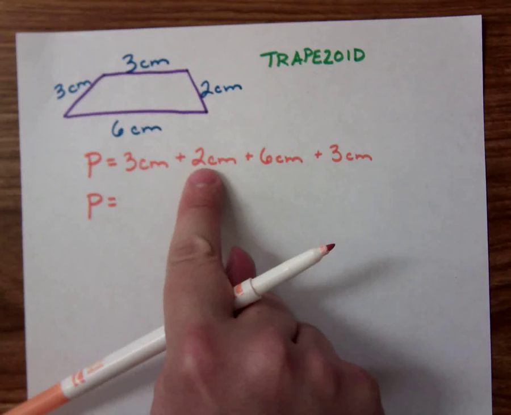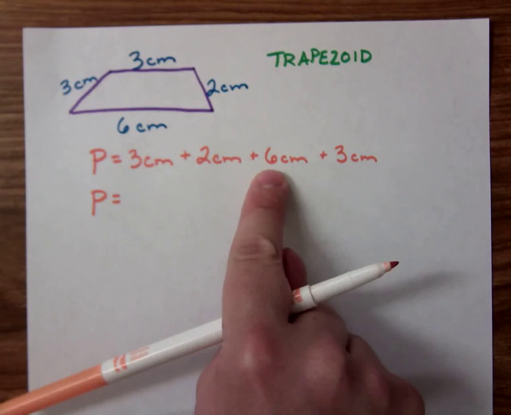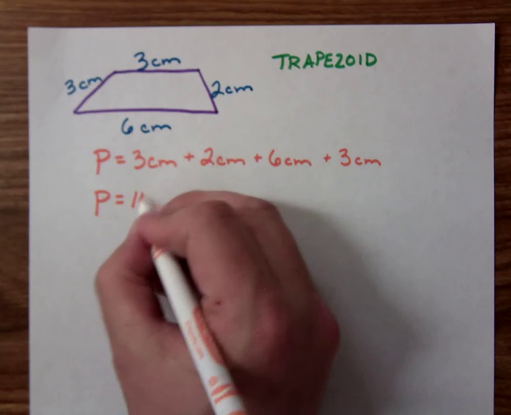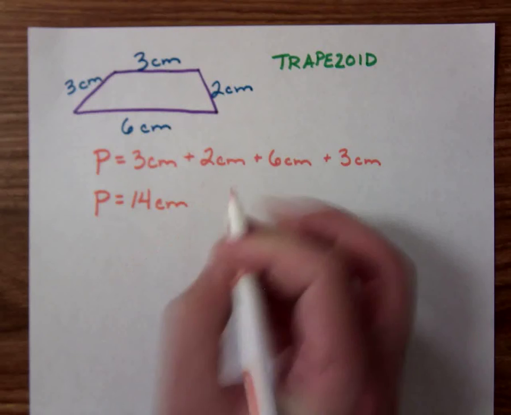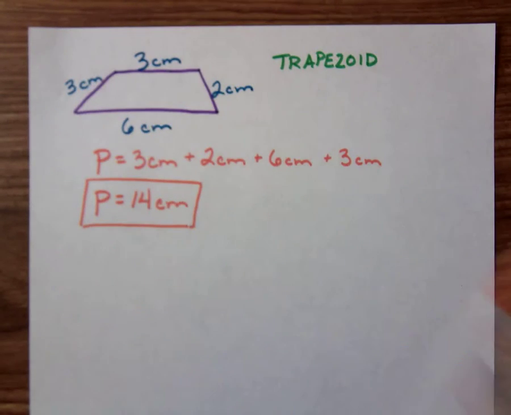So 3 plus 2 is 5. 5 plus 6 is 11. And 11 plus 3 is 14. So 14 centimeters is the perimeter of this fabulous shape, the trapezoid. Okay, so it's rectangle, square, triangle, trapezoid.